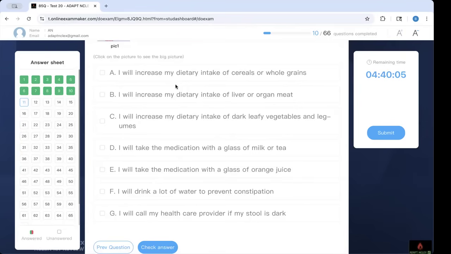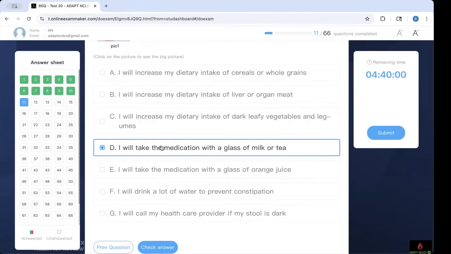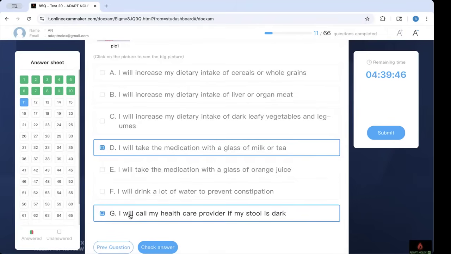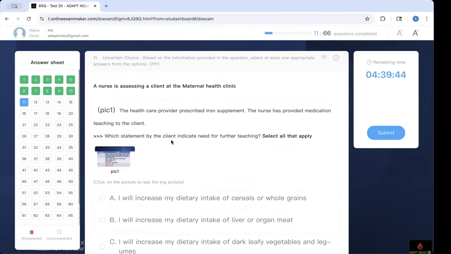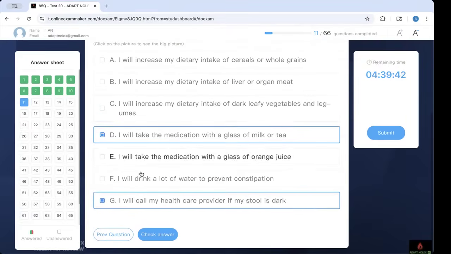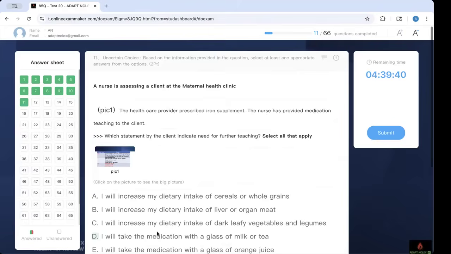I will take the medication with a glass of milk. You should not take it with a glass of milk. I will take the medication with a glass of orange juice. Excellent teaching there. I will drink a lot of water to prevent constipation. Iron causes constipation. I will call my healthcare provider if my stool is dark. It's an expected finding, you don't need to call me. The question says, which one needs further intervention? This iron teaching needs further intervention.